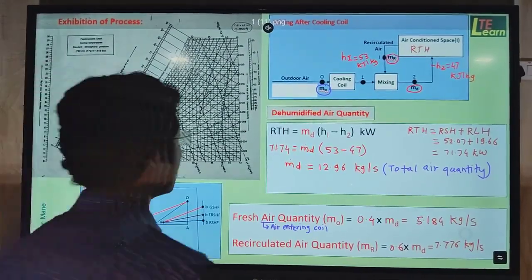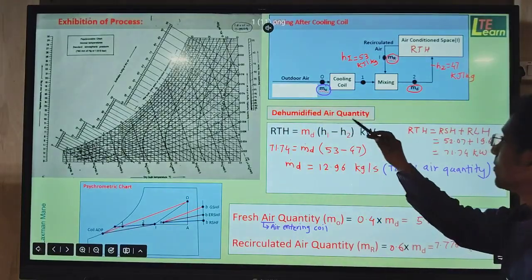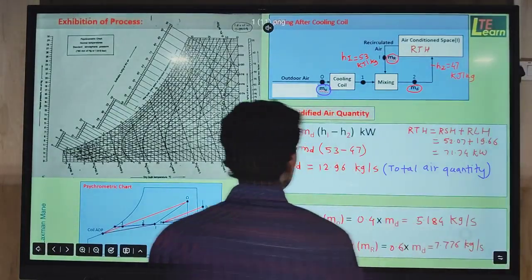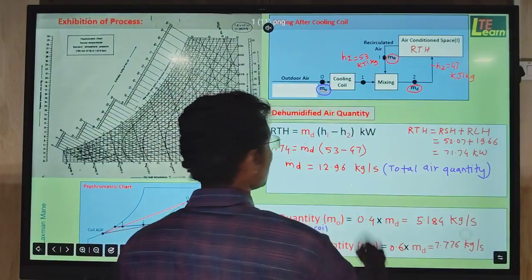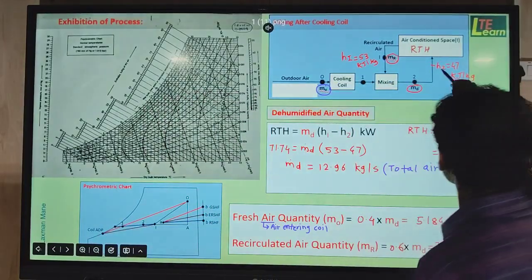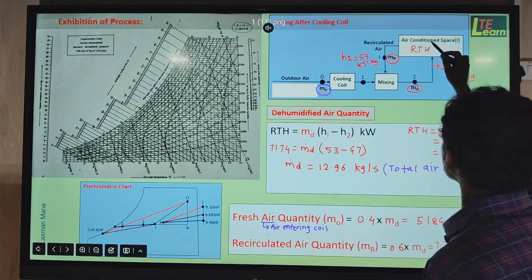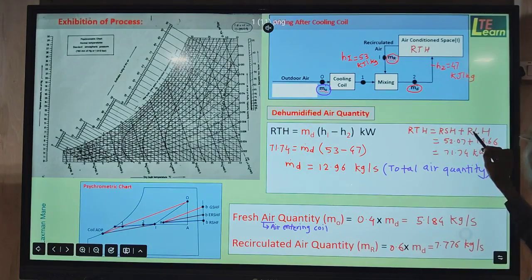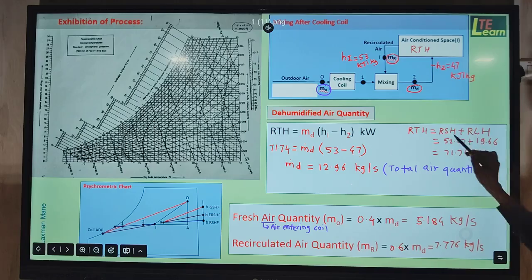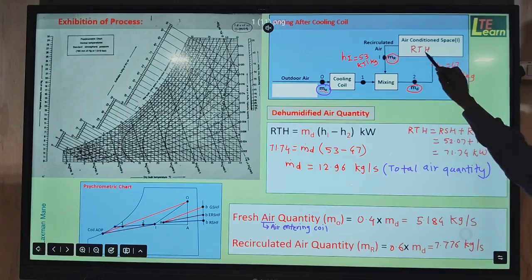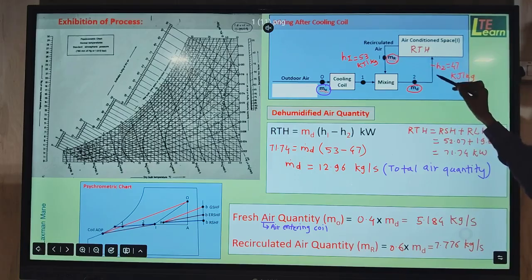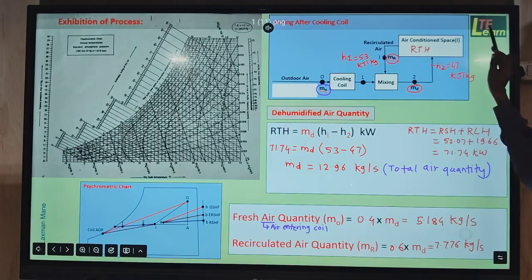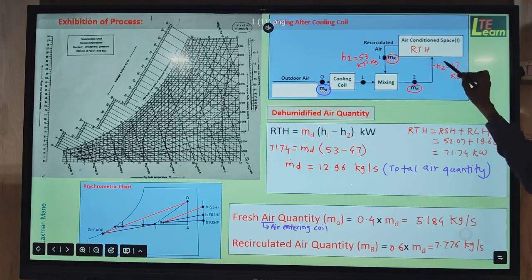Now we will see the dehumidified air quantity calculation. For that we use the enthalpies. Here this is a hall. In the hall, the present load that we have already calculated is RSH and RLH. From the last slide we take the values; the summation of these two gives the load RTH. This load is added to the air which is entering the hall. This is the air which is entering, point number 2, and this enthalpy we know.